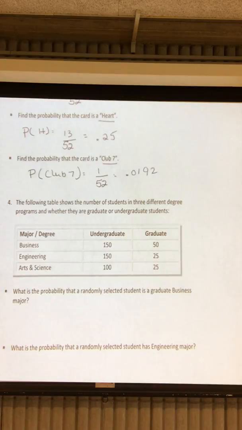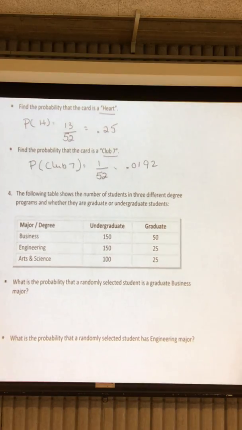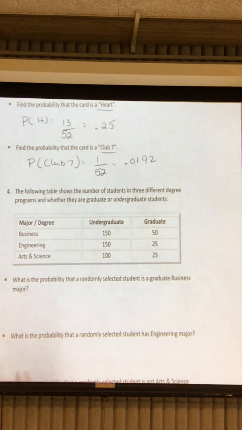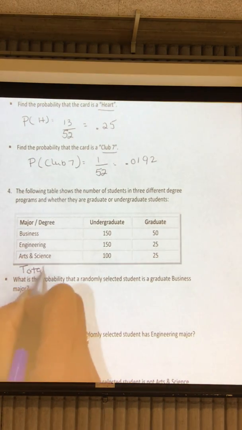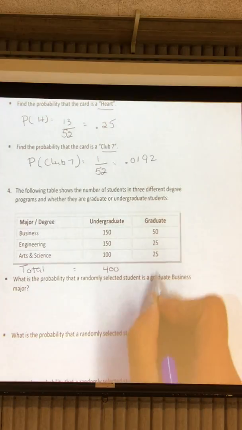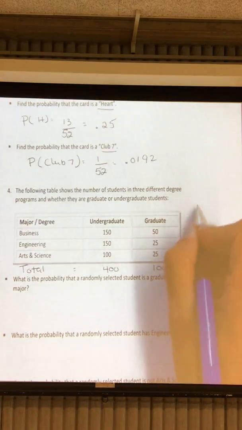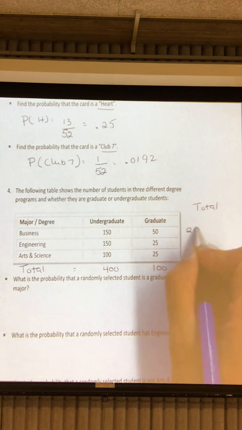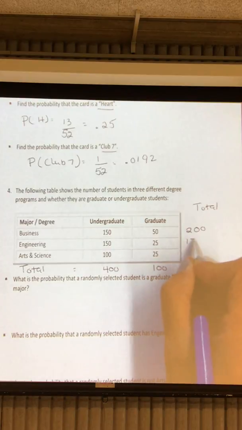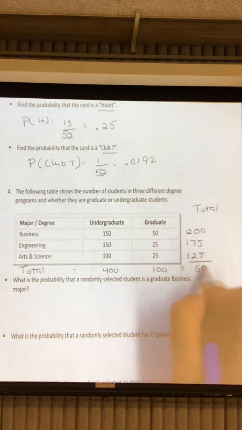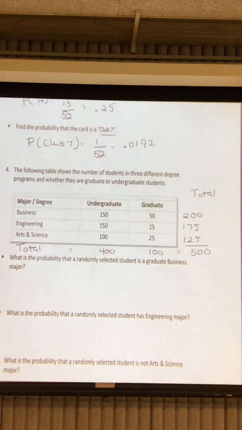And the last problem, number 4, here you're given the following table which shows the number of students in 3 different degree programs and whether they're graduate or undergraduate. So before answering the problems, let us determine our total. So total of undergraduate is 400. Total of graduate is 100. And let's take the total of business. Total business is 200. Total of engineering is 175. Total of arts and sciences is 125, which gives you a total of 500. So now let us answer our problems.